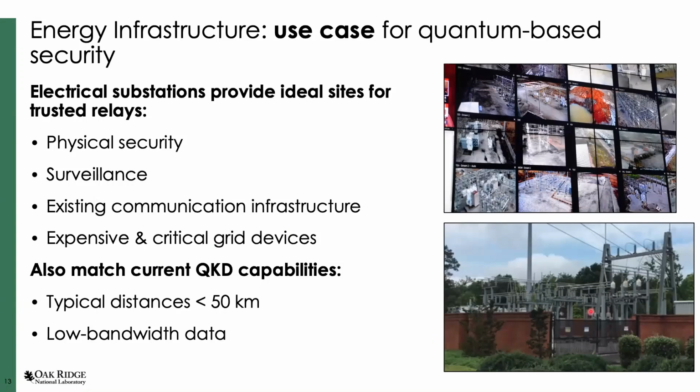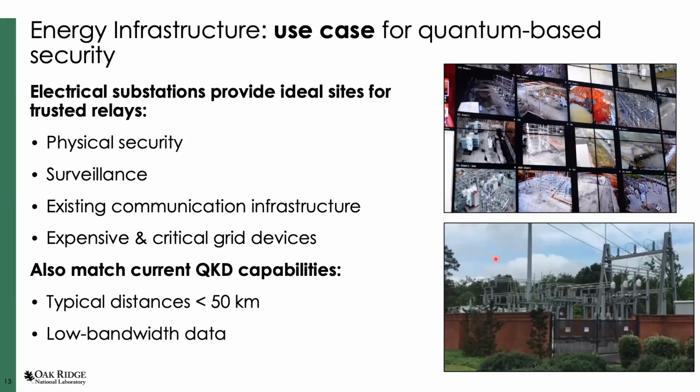They also have surveillance. This is a photo of a wall that is sitting in the operations center at EPB, which is a utility in Chattanooga, Tennessee. So we've been partnering with them and doing demonstrations on their network. If there's ever movement in one of these substations, these cameras will bring the focus to the operator's attention, so that they can investigate. So these substations offer us a really great place to do this trusted node type of work.